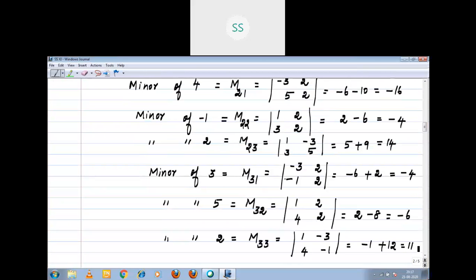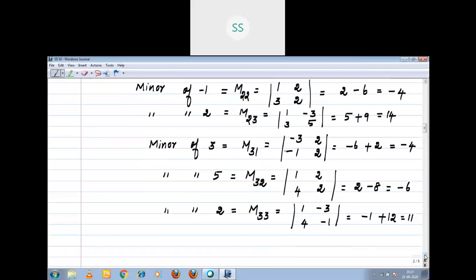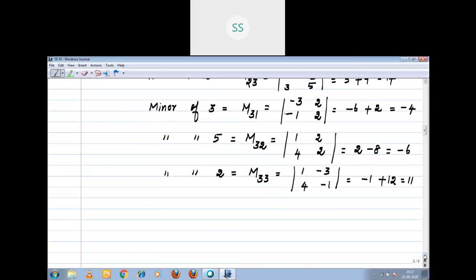That is the concept. Next, I am going to move to cofactor, right? Cofactor is nothing but a signed minor, I said, right? Cofactor.